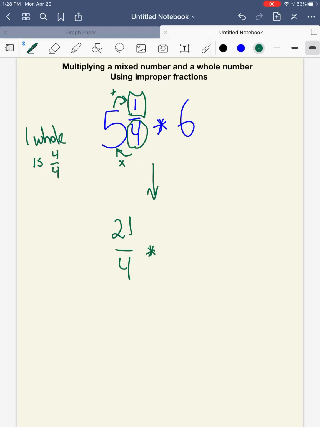And we're multiplying by 6. Okay, so we're kind of halfway there already. That's the nice thing about this method: it's pretty efficient. There aren't a lot of steps to it.